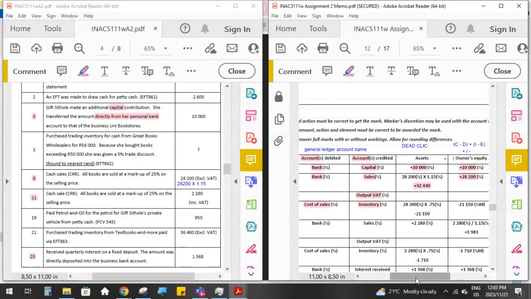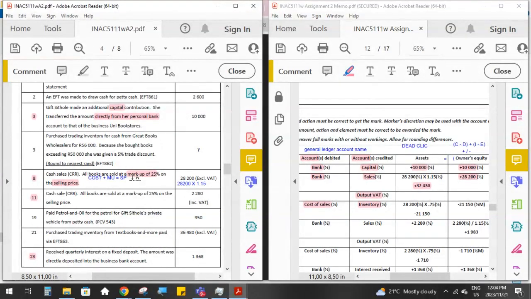Then what rand value is our cost of sale? So what did they tell us here? All books are sold at a markup of 25% on the selling price. What is our rule? Let's just try. Remember the rule we just practiced before. Cost plus markup equals selling price.